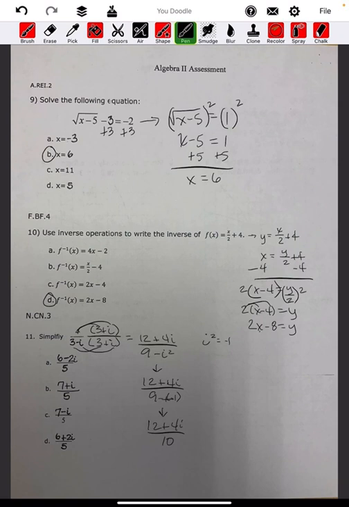All right, the last thing we want to do is make sure we don't have i on the bottom. We're fine. It's not negative. We're also good. And then the last step is to find the greatest common factor between 12, 4, and 10. The biggest number that will go into all 3 numbers is 2. So I'm going to divide everything by 2. And that should give me 6 plus 2i over 5. And the only one that says 6 plus 2i over 5 is option D.